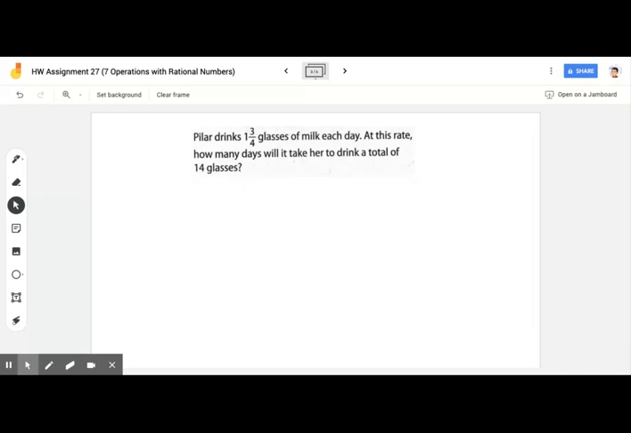Okay, so this one is a little more challenging. We can try and do some repeated addition. We know that 1 3/4 is going on each day, so I can add 1 3/4 plus 1 3/4 plus 1 3/4 until I eventually get to 14 and see how many that will be. Or I can sort of work backwards. So repeated addition is the same thing as multiplication, but in this case, I want to divide the other way. So I know it's 14 glasses, and I'm going to divide that by 1 and 3/4.